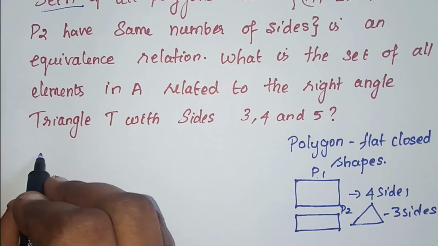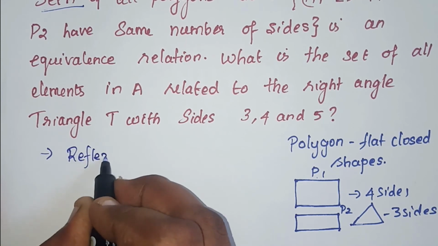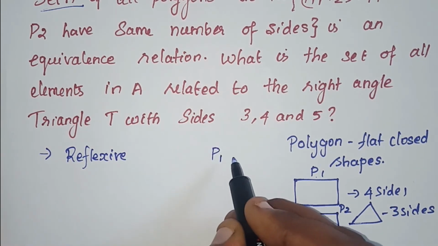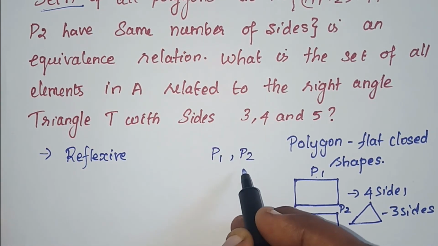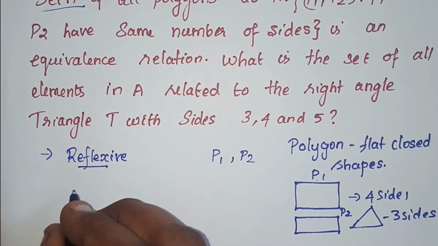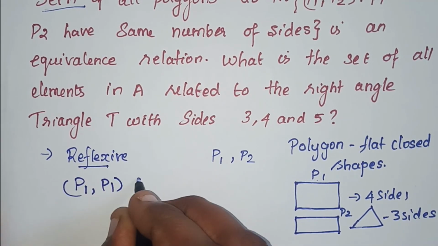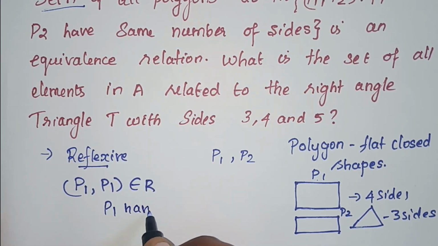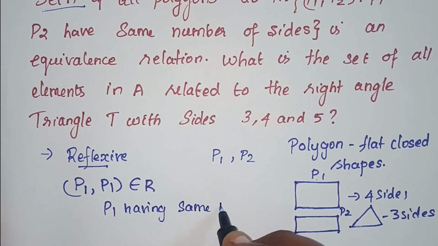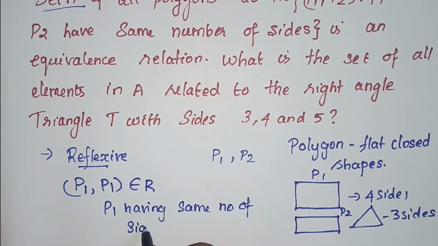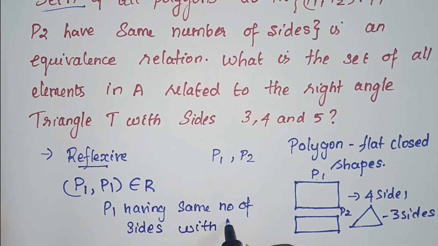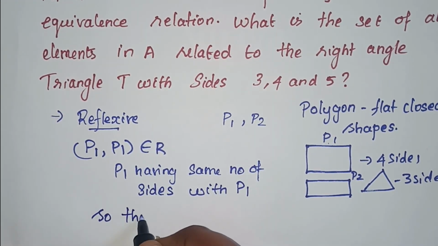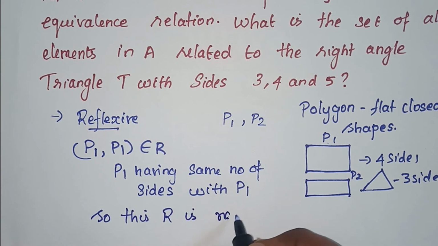First we need to prove the reflexive property. Here there are two polygons, P1 and P2, having the same number of sides. If it is reflexive, then P1 and P1 also belong to the relation, right? P1 has the same number of sides as P1. So P1 and P1 have the same number of sides, right? So this relation is reflexive.